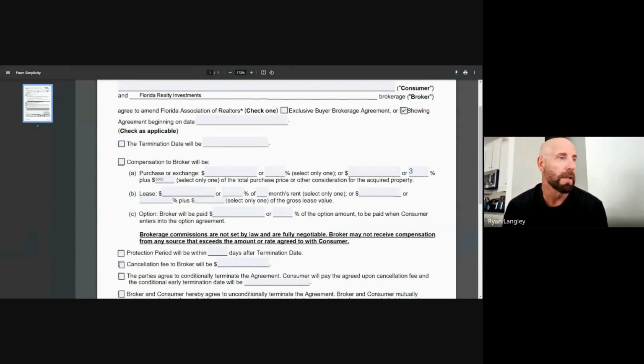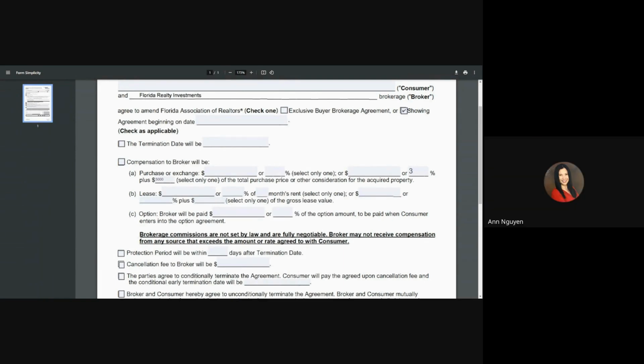I don't think there's a maximum date you can put on here. So do whatever you want. Six months is great. That's plenty of time to find them a house if they're serious at all. If not, they're wasting your time probably. Thank you. All right.